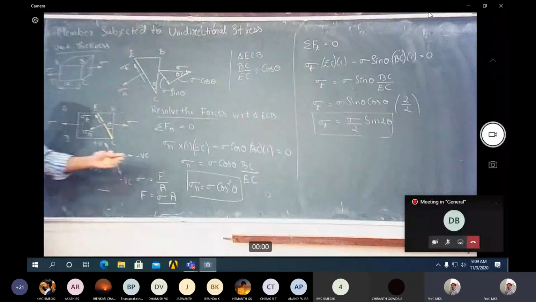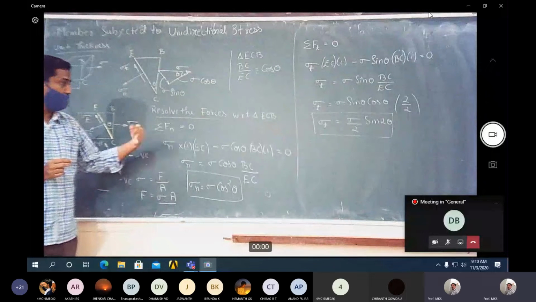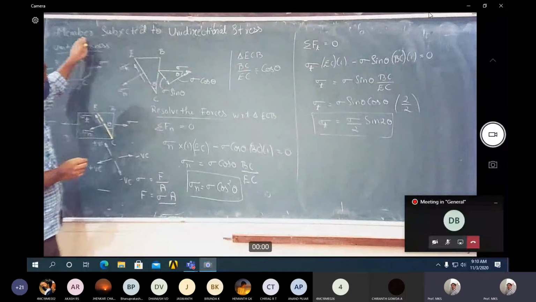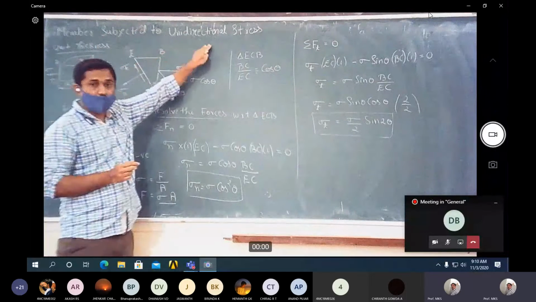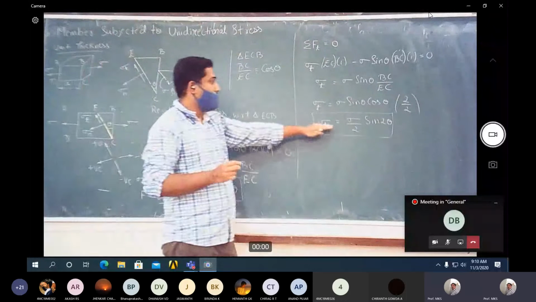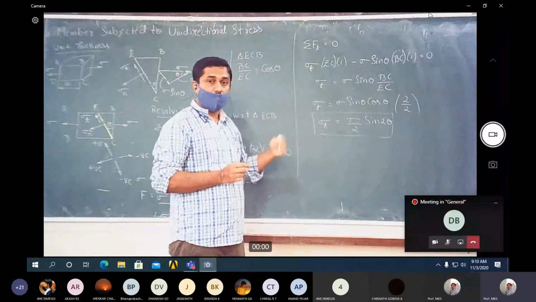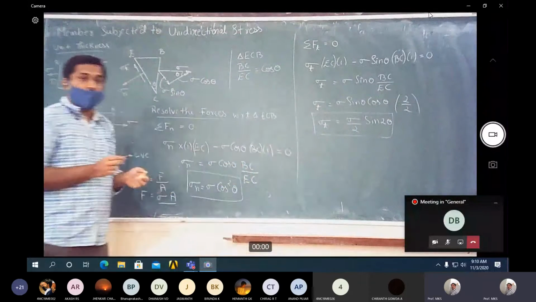You need to remember, note down, the additional equations in the second module for unidirectional direct stress. Normal stress is given by sigma cos square theta. Tangential stress is given by half of sigma sin 2 theta. So you need to remember these equations.